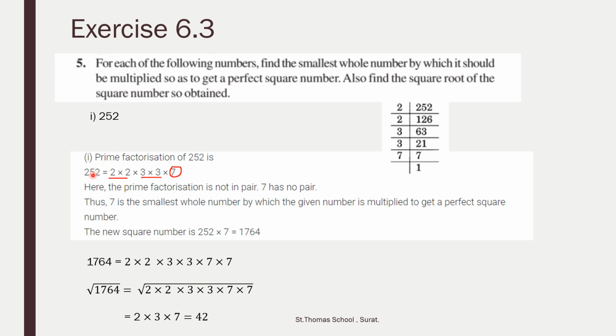So if you multiply here, you have to multiply the LHS also. Therefore, the new square number is 252 multiplied by 7, that is 1764. Multiplication you can do by yourself and check whether the answer is correct or not. Don't copy. Now, you have to find the square root of the new number. So we got 1764 is equal to 2 multiplied by 2, 3 multiplied by 3 and 7 multiplied by 7.